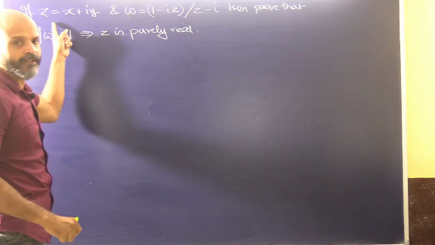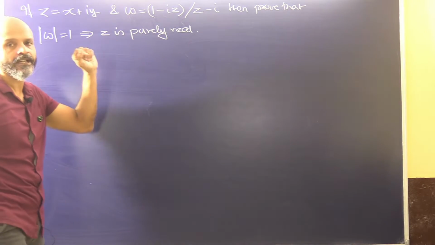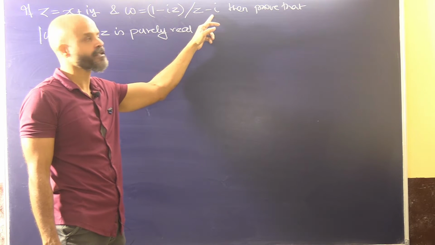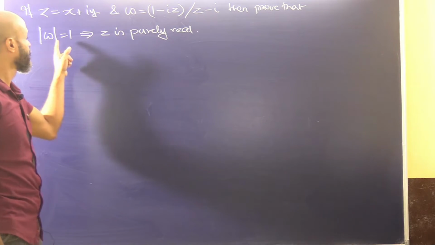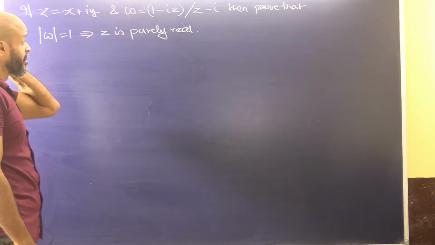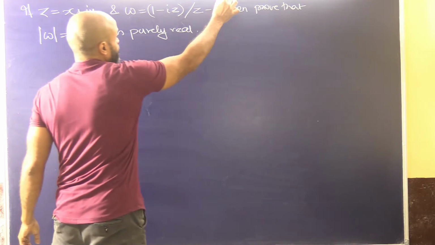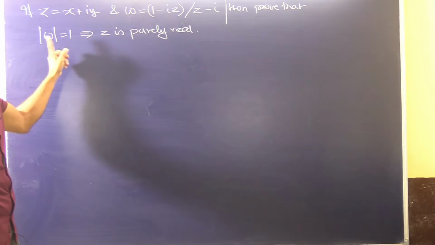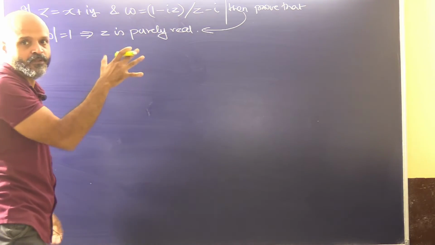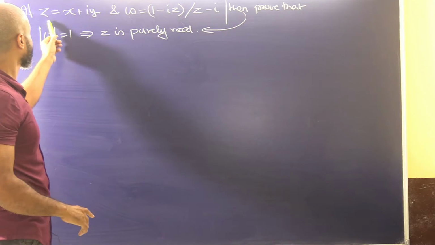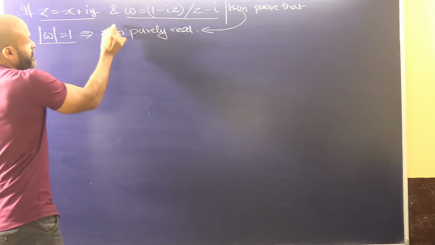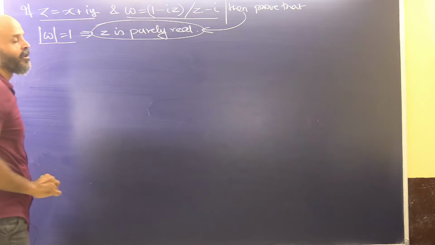Okay, so in this problem we have z is equal to x plus iy, w is equal to (1 minus iz) upon (z minus i). Then prove that mod of w is equal to 1. The syntax of the question has been a little jumbled up. So this is basically given, this is also given, and this is also given. You have to prove that z is purely real.